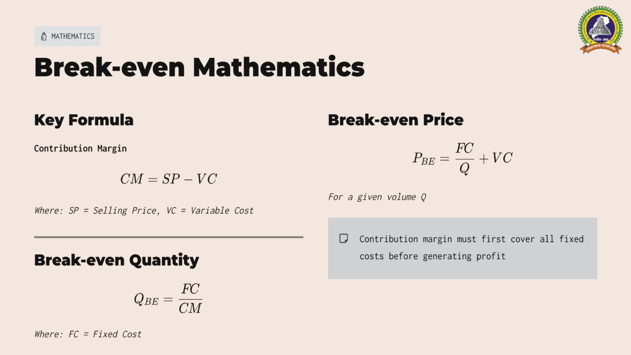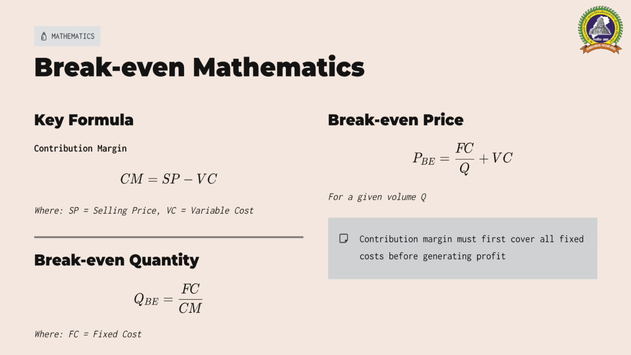So, let us see what exactly is contribution margin. It is the selling price minus the variable cost. Conceptually, it represents the portion of sales revenue that is not consumed by variable cost and is therefore available, or contributes, to covering fixed cost. Once fixed costs are covered, that contribution margin becomes pure profit.